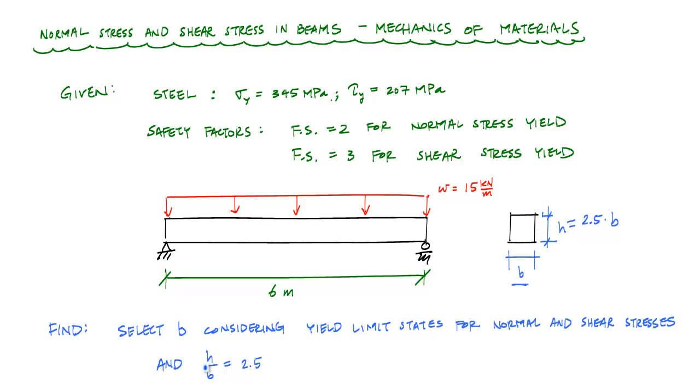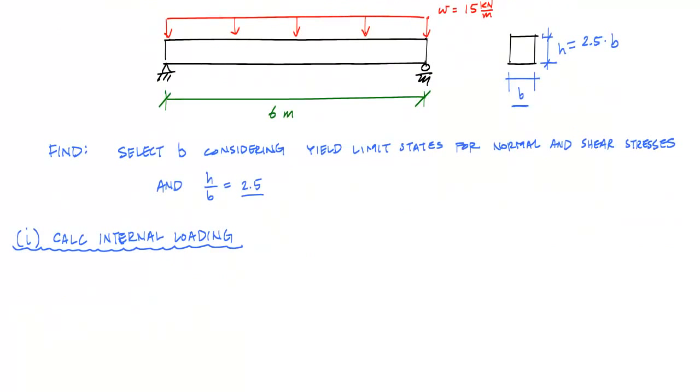Another constraint that we have is that we want the rectangular cross section to have this height to width ratio of 2.5, which means that H is going to be 2.5 times B. Now the first thing I need to do is some basic statics to determine the internal loading. My structure is a simply supported beam, so it's a pretty easy analysis.